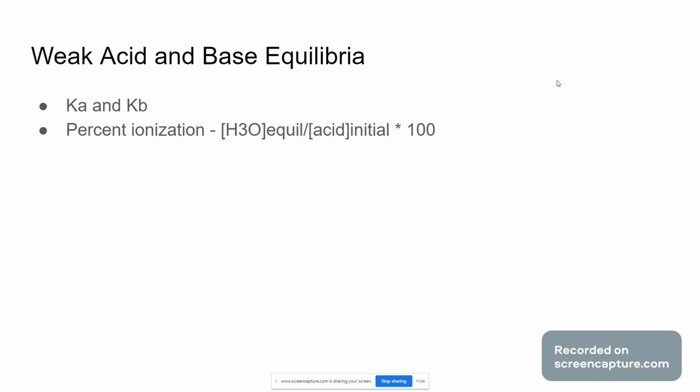Percent ionization is just calculating how much of the acid or base has dissociated into ions. The equation is the concentration of hydrogen or hydroxide at equilibrium over the concentration of your acid at the beginning. A trend worth remembering is that the percent ionization will increase as you dilute the solution when it is in equilibrium.